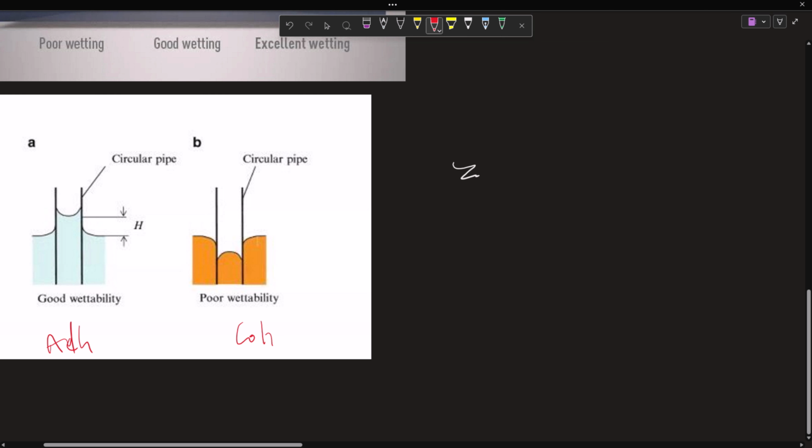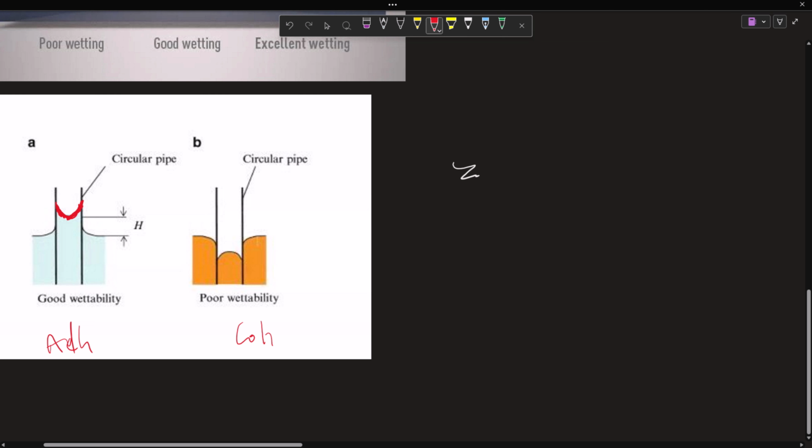So in adhesive forces, the liquid is always trying to climb up the wall of the tube, creating a concave shape, right? So this is the liquid, this blue. As you can see, it is trying to climb up the wall of this tube. So this is our concave shape, which is like this U, like we are digging. It's giving us a concave shape.